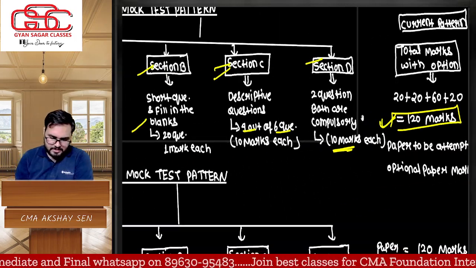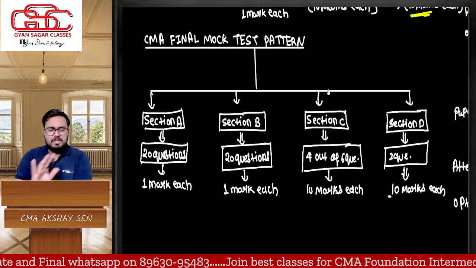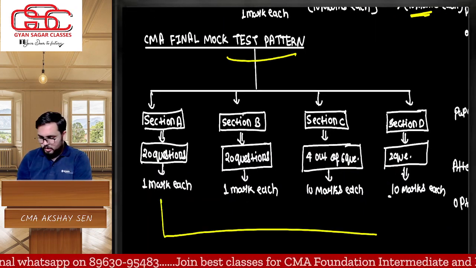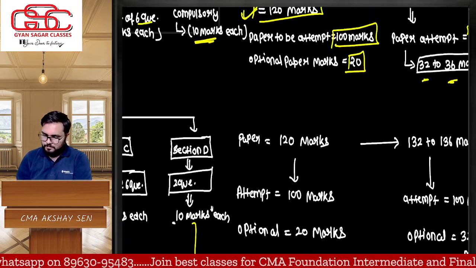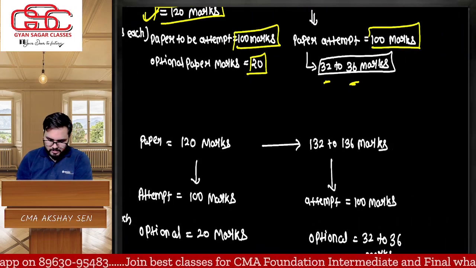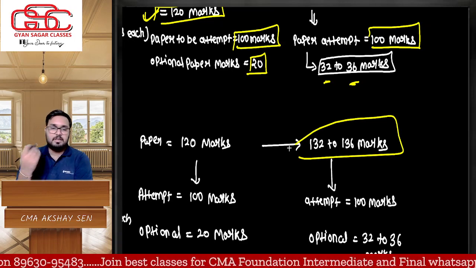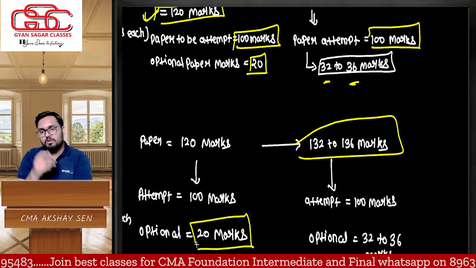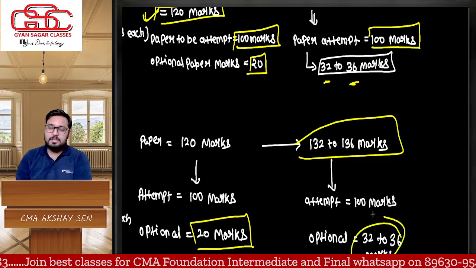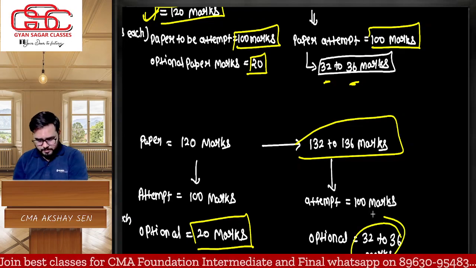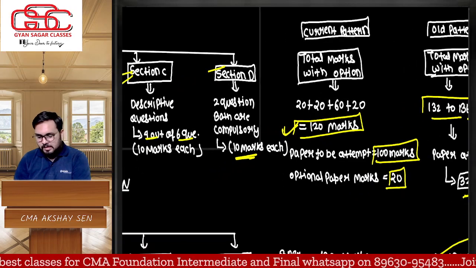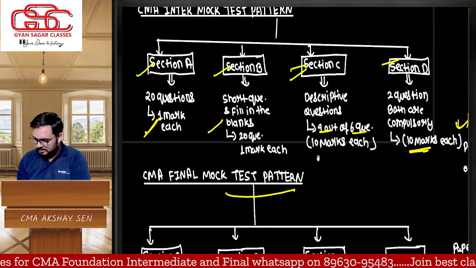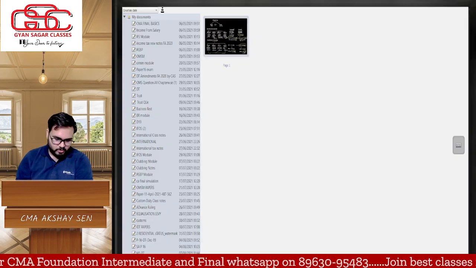And the next thing is that more or less the paper pattern is the same in Intermediate as well as Final. The mock test paper pattern is exactly the same, and we used to get 132 to 136 marks in Final as well. So 20 marks optional right now in the mock test pattern, and 32 to 36 marks optional in earlier paper patterns. Now the question is, just look at that mock test paper. Let me open one mock test.